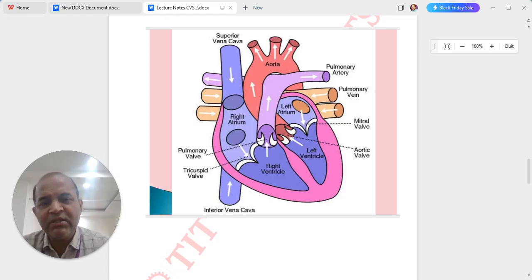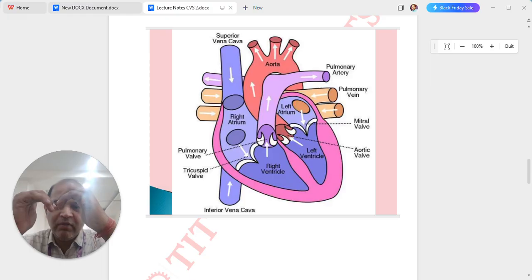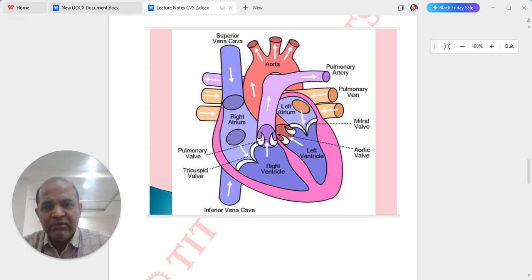Bicuspid means two cusps are there, and tricuspid means three cusps are there. Cusp means a cup-like structure; the valve is that. When the blood pushes down from the right atrium to the right ventricle, the valve is open. Then when pressure is generated from the lower side, the valve is closed. So it is a one-way connection: right atrium to right ventricle.